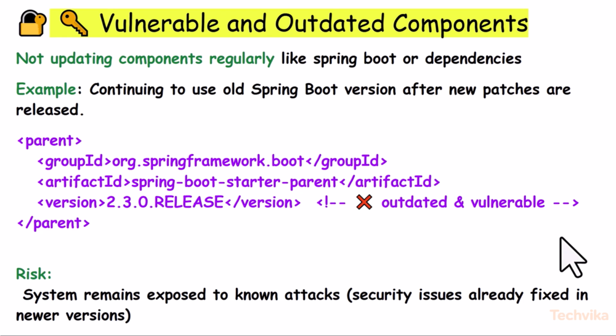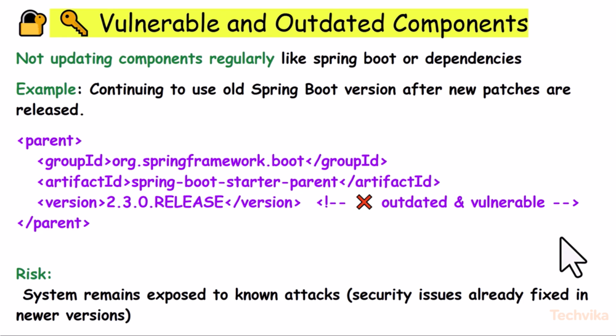So always update your components, let's say Spring Boot or dependencies or JDK, right? All these components should be updated. Otherwise, they will be vulnerable. See, not updating components regularly like Spring Boot or dependencies. If you continue to use the old Spring Boot version or old JDKs after new patches are released, the system remains exposed to known attacks and known bugs. Security issues are already fixed in the newer version. So why should we use the old versions again?